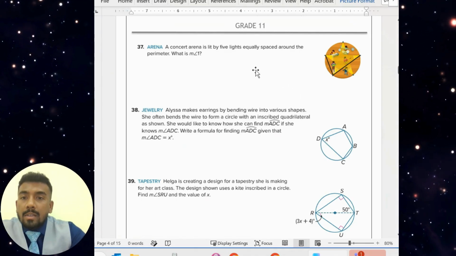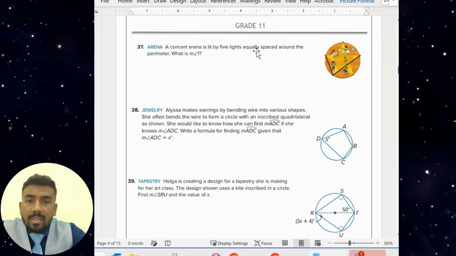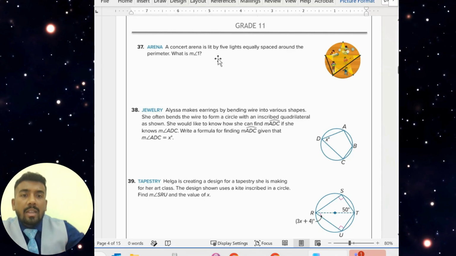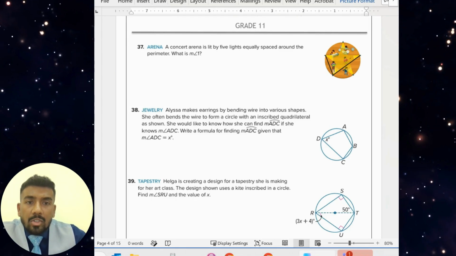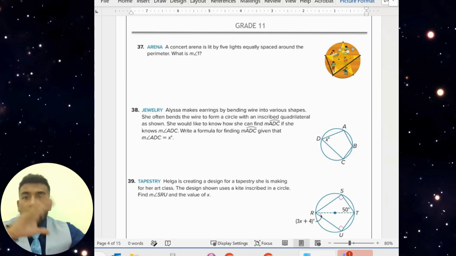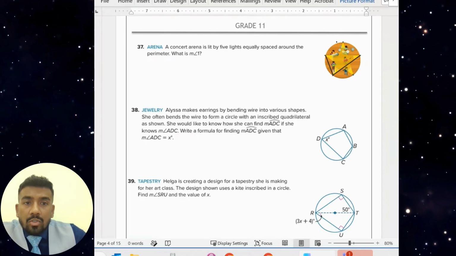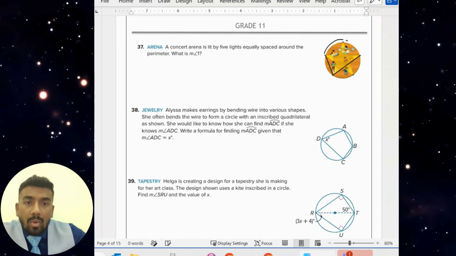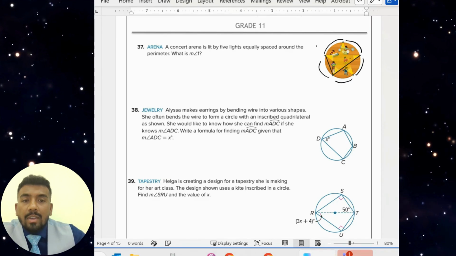Okay. So this question: a concert arena is lit by five lights equally spaced around the perimeter. What is the measure of angle A? So what they want is, how much is this angle A? And each of the lights is equally lit. How many lights are there? Five lights. So this whole section is divided into how many sections? You can say one, two, three, four, five.